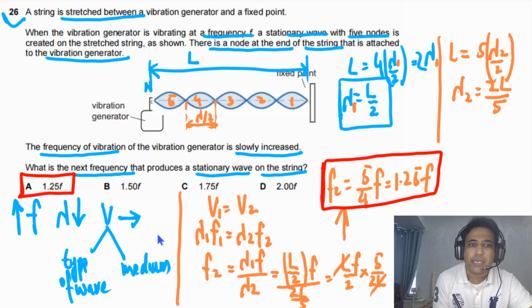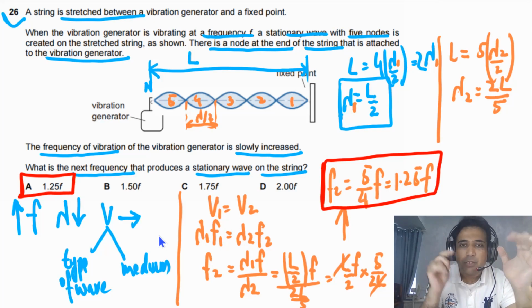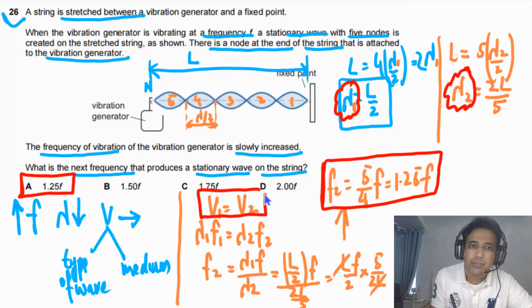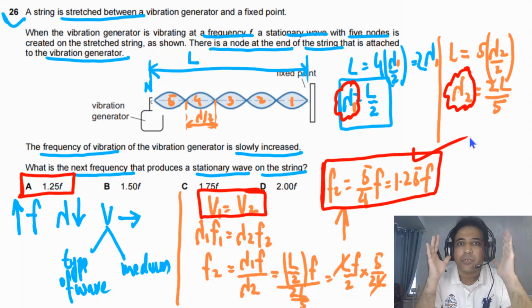So a very important technique: speed remains constant. Then simply you need to figure out lambda 1, you need to figure out lambda 2, and since speed is the same, equate these two and you will find the answer. A beautiful question. Look at this question again and try to master this approach.